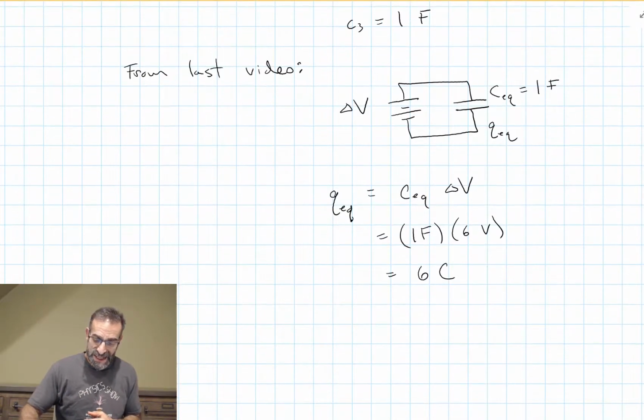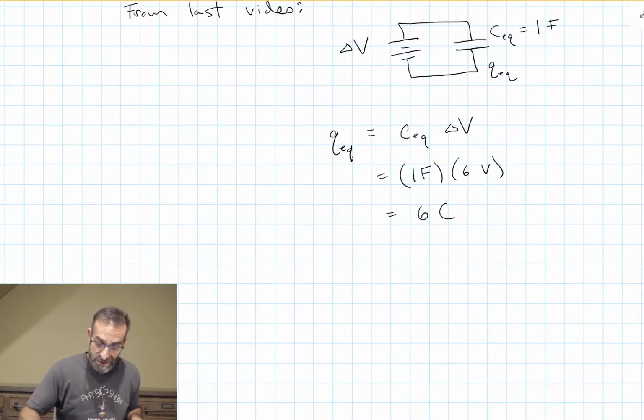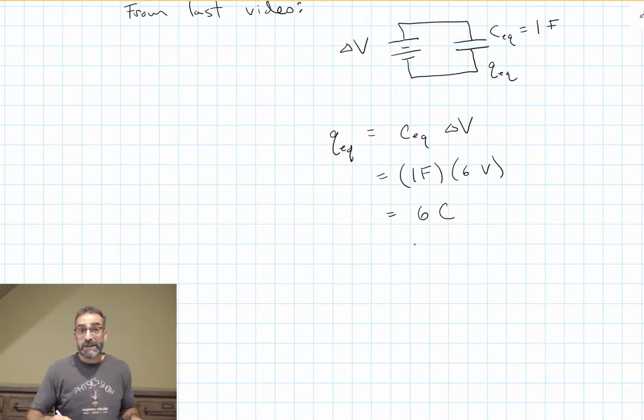So if we use C for coulomb, here it indicates the unit for the charge stored on the capacitor, 6 coulombs. Now that I know the charge and the potential difference across my equivalent capacitance, how much is the potential difference across this capacitor? It's just the potential difference from the battery, 6 volts. Now I can work backwards. This equivalent capacitor really stands for 2 capacitors in series.